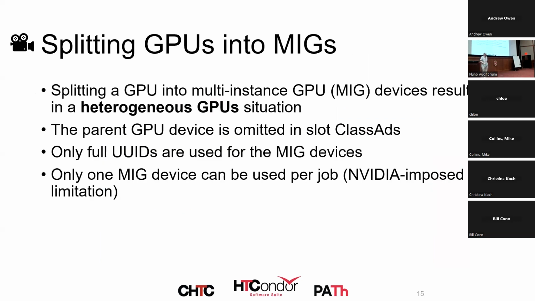I just wanted to quickly talk about splitting GPUs into MIG devices. If you don't know what this means, then it probably doesn't apply to you. But if you have nice A100 devices that you're thinking about splitting up, just be aware of a couple of caveats here. In particular, that when you do this, you'll only see the full ugly UUIDs for these devices. This is an NVIDIA imposed limitation, as well as that you can only use 1 MIG device per job. I guess it's really per process, but the details get hairy there, and it just becomes a mess if you try to use two MIGs per job.